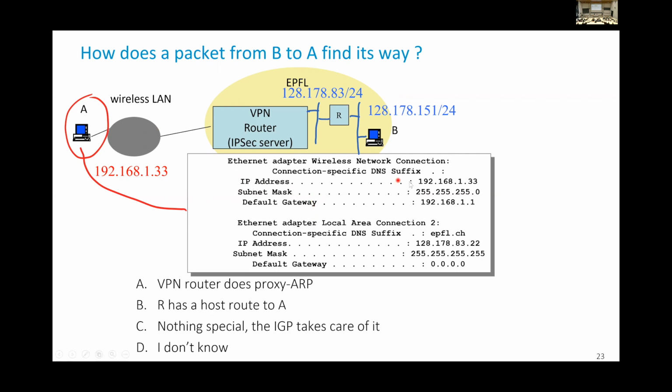You would see that there are two interfaces. That's my physical interface on the home network, and that's the logical interface that pretends to belong to EPFL. I have received here an IP address of EPFL. The IP address, if you look at it carefully, it belongs to the subnet 83 of EPFL for IPv4.